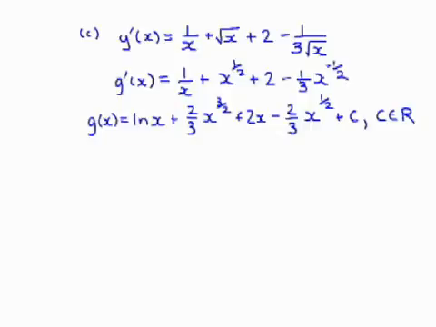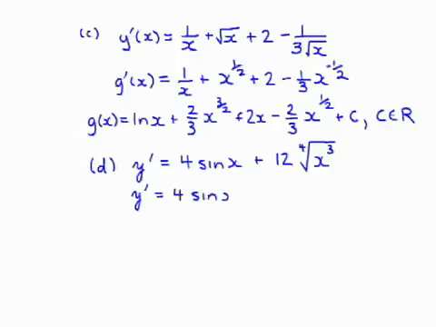In the next example, we're again asked to find the general solution, given that y prime is equal to 4 sine x plus 12 times the 4th root of x cubed. I start by restating that derivative using exponents. So I end up with y prime is equal to 4 sine x plus 12x to the 3/4. Now I'm going to take the antiderivative. Y is going to be equal to negative 4 cosine x.